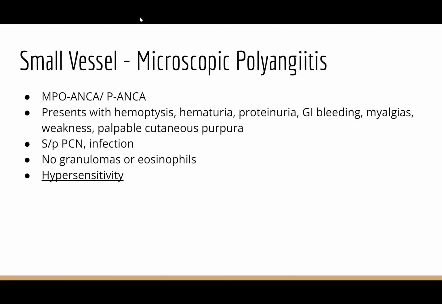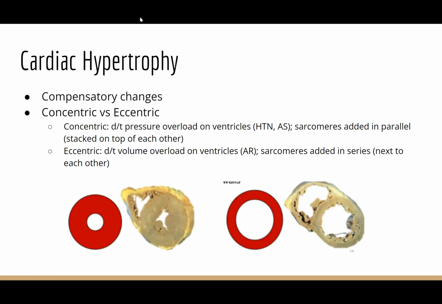And then microscopic polyangiitis. You're going to have hemoptysis, which is coughing up blood, hematuria, blood in the urine, proteinuria, GI bleeding, myalgia, weakness. So this is going to be more after penicillins, that's what PCN stands for, penicillin, and then infection. You do not have granulomas or eosinophils, but this is still a hypersensitivity reaction.